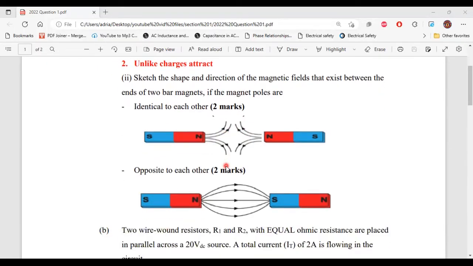Let's move on to the second one. Here we have two bar magnets with poles opposite to each other. Now for the magnetic field, it is going from north to south as indicated by the arrow as well. Also note that magnetic fields, as I mentioned before, go from north to south. All right, so that's it for part 2 of A.